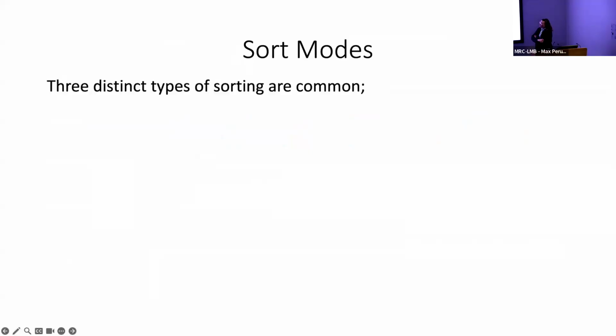So there are 3 distinct types of sort modes that are commonly used in flow cytometry. The first is yield, and that's where the number of recovered cells is your primary concern. And this is actually at a cost to, of course, the purity.